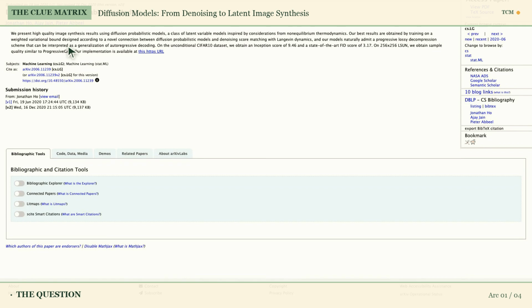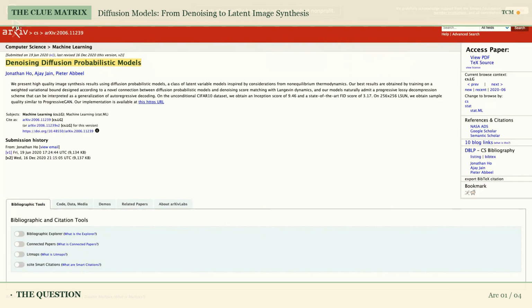This paper, a foundational work, significantly advanced what was possible at the time by exploring a new class of generative models. So, denoising diffusion probabilistic models. That's a mouthful. What's the core idea behind it? At its heart, a DDPM is a latent variable model inspired by considerations from non-equilibrium thermodynamics.